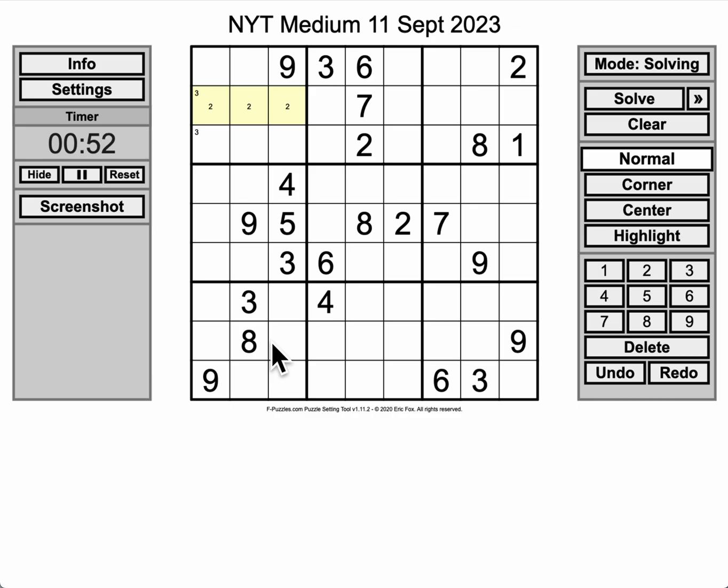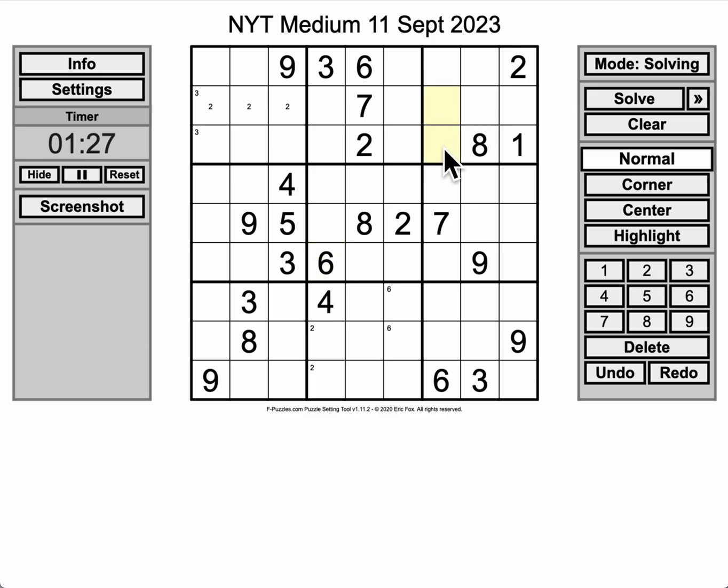I think that's all I can do for the left third. The middle third of the grid: there's a 2, there's a 2. So one of these must be a 2. 6 is in one of these 2, by this 6 and that one. That's all I can get for the middle third, I think.